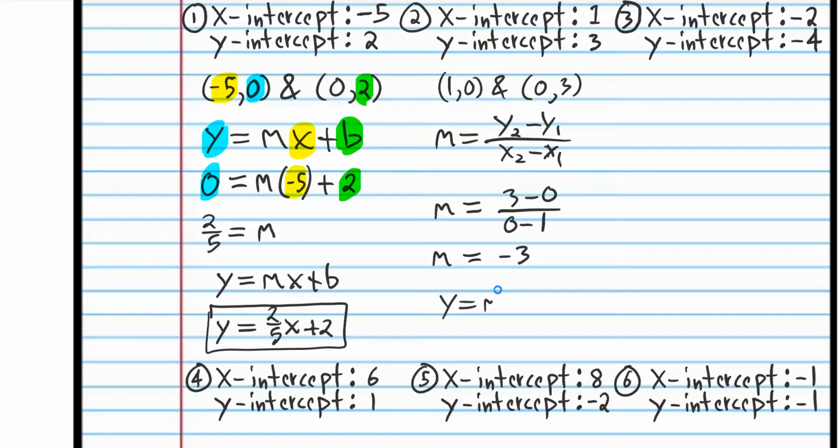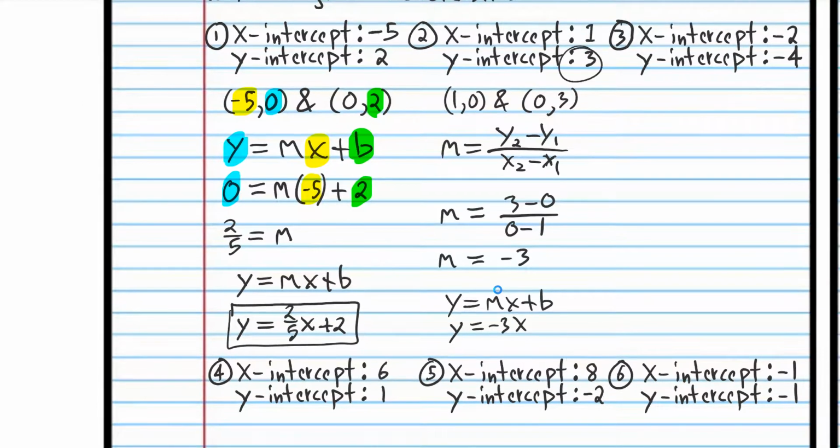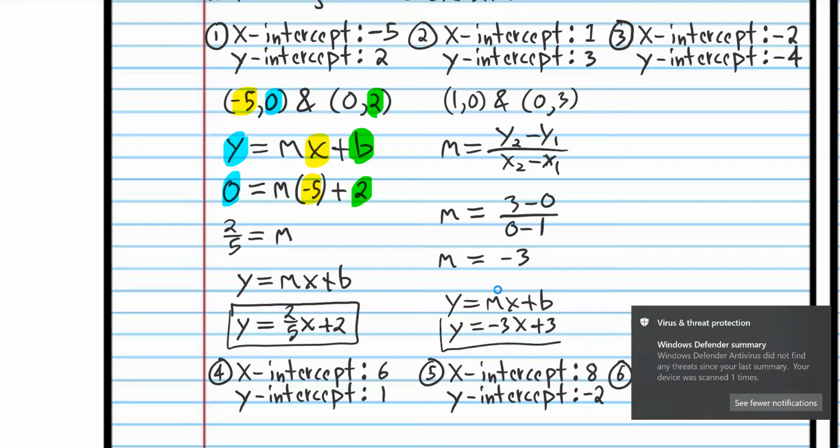Y is equal to mx plus b. So we're going to plug in m, which we just found is -3, and b, we know b is the y-intercept. It's extremely important to understand that b is the y-intercept. You must remember that. So we're just going to plug in 3 there, and we're done.